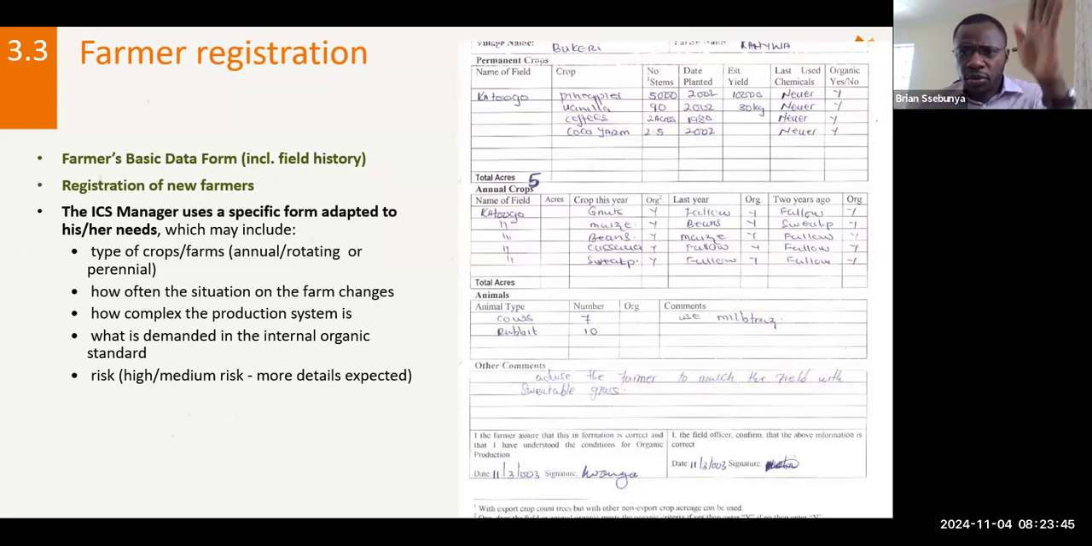This is a simplistic one because it's just one page, but if you structure it well, it should be able to give you information. You can have 2 pages, you can have 3. That's your decision as the ICS manager to adapt this template to your needs.